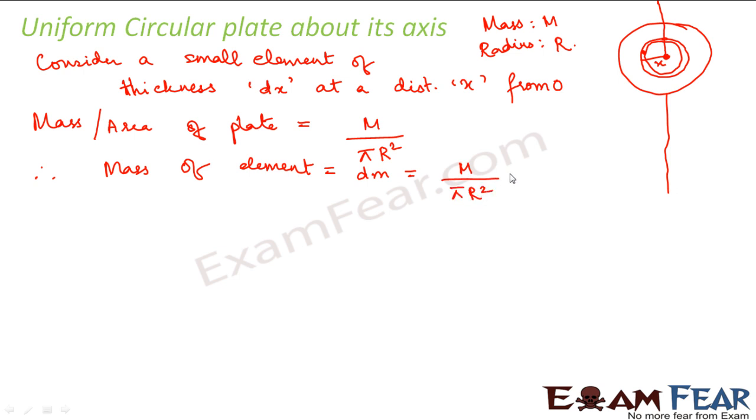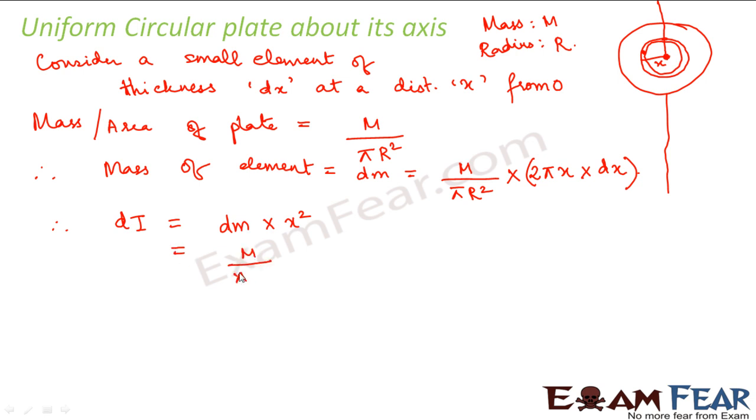mass per unit area multiplied by the area of this thin plate. So how do you calculate the area of the thin plate? It is nothing but the circumference of this thin plate multiplied by its thickness. So circumference is 2 pi x and thickness is dx. So 2 pi x dx will be the area of this thin plate. Therefore, the moment of inertia of this small element dI will be equal to dm into r square. So r here is x square because x is the distance of this small element from the center.